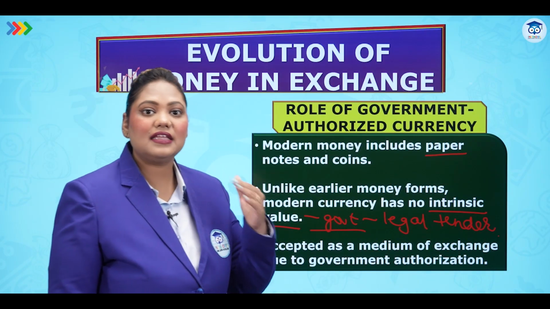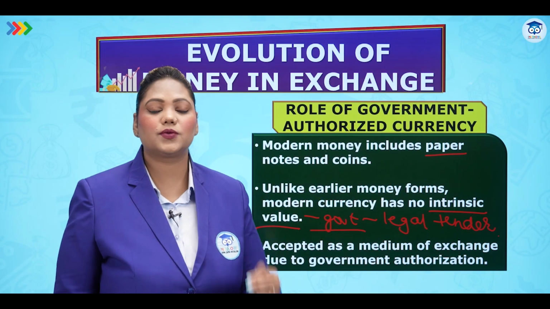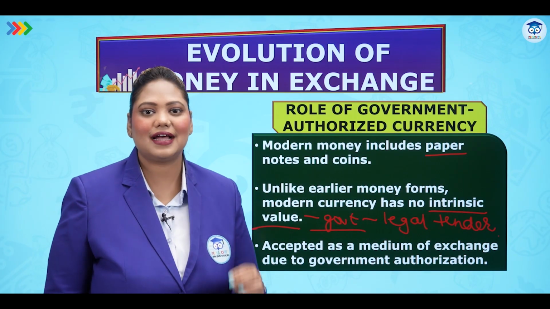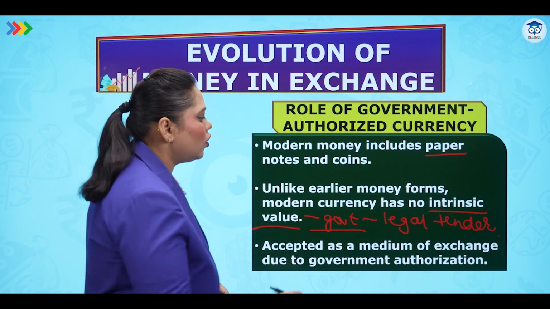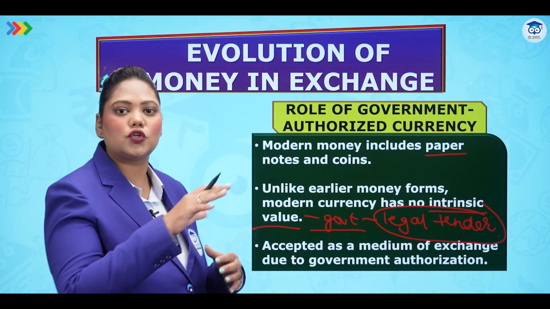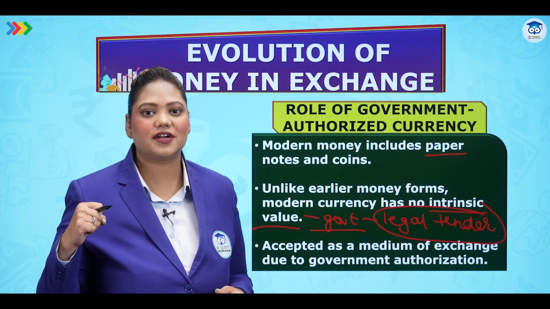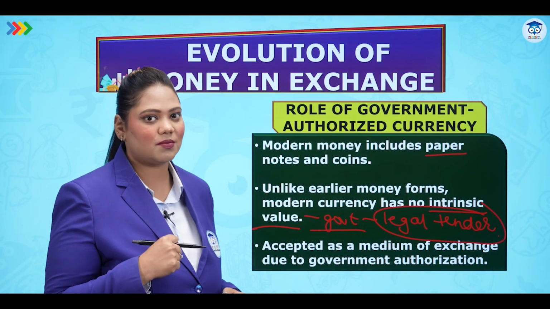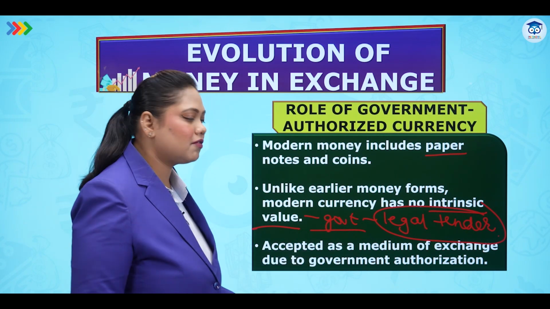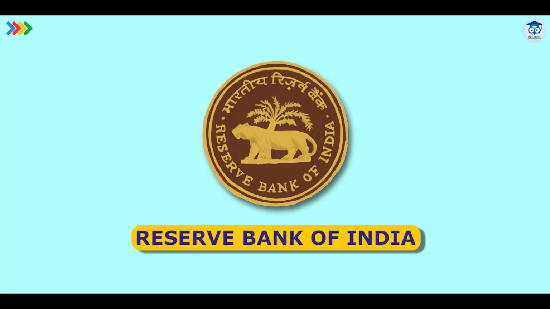That is why in the process of demonetization, it was very easy for the government to say that the rupees 500 note and the rupees 1000 note was no longer a legal tender. Means what? They just took away the value of rupees 500 and rupees 1000 in the process of demonetization. Accepted as a medium of exchange due to government authorization.